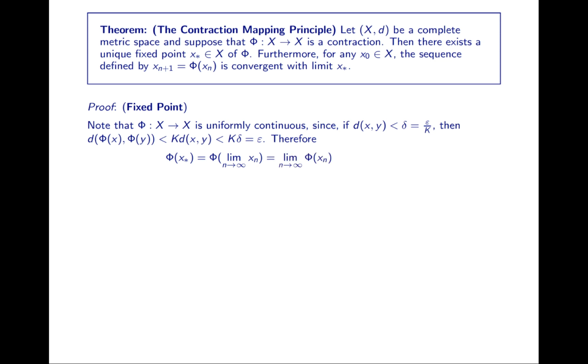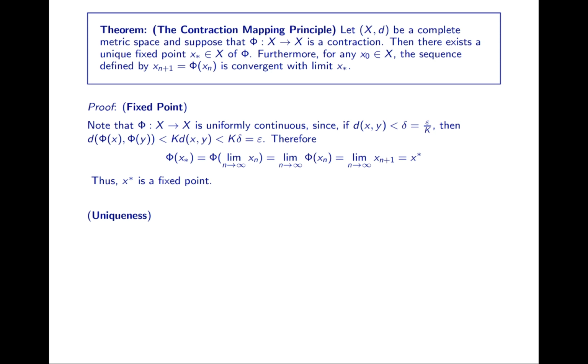And because it's continuous, phi of the limit as n goes to infinity of xn is equal to the limit as n goes to infinity of phi of xn. The limit can pass to the outside because of the continuity of phi. What is phi of xn? Well, that's xn plus 1, right? That's the definition of the recursion. And if xn converges to x star, then so does xn plus 1. So I have that phi of x star is x star. So x star is a fixed point.